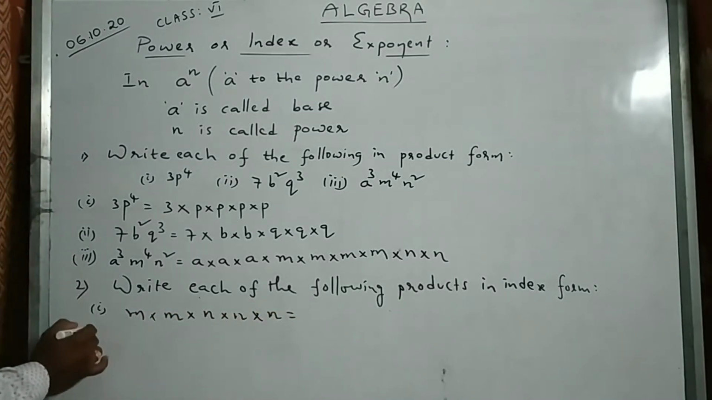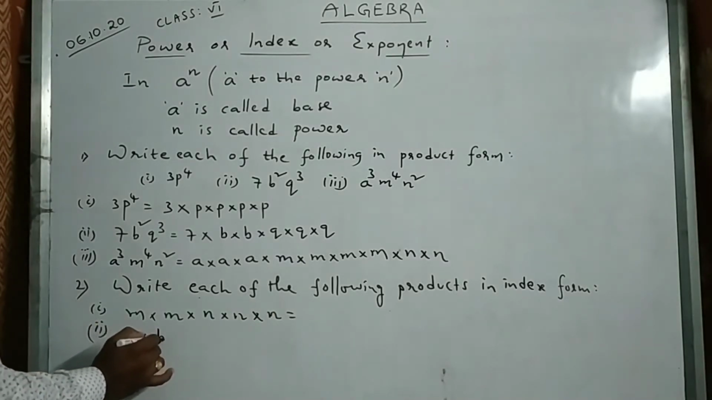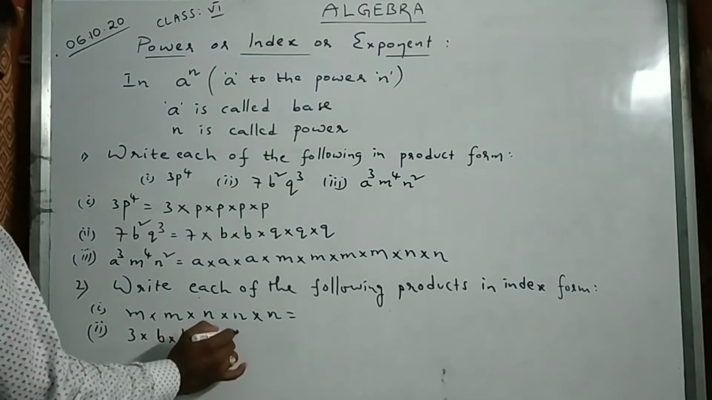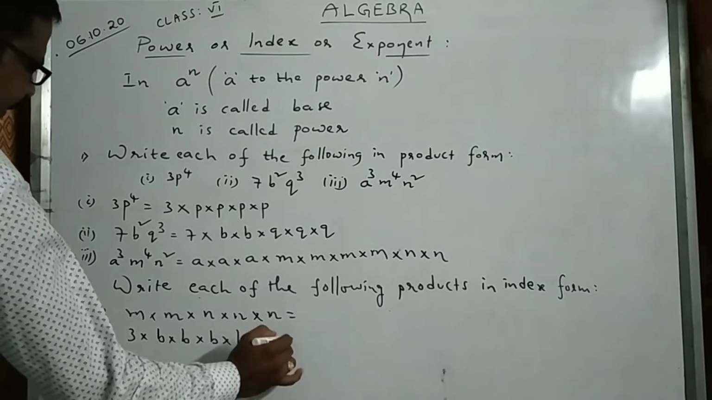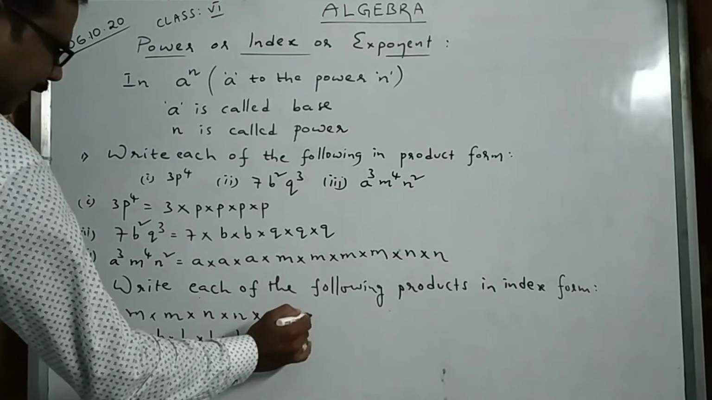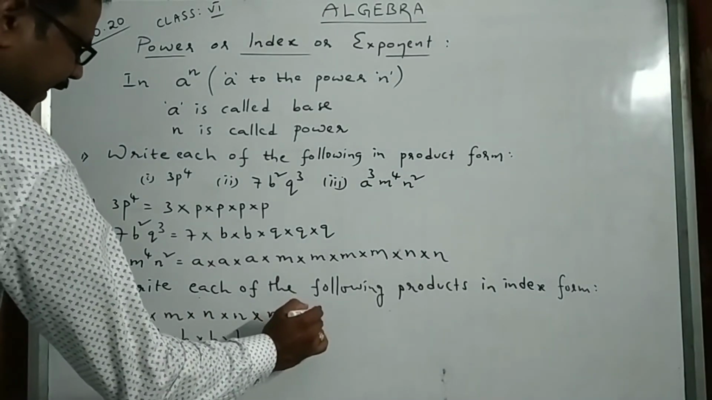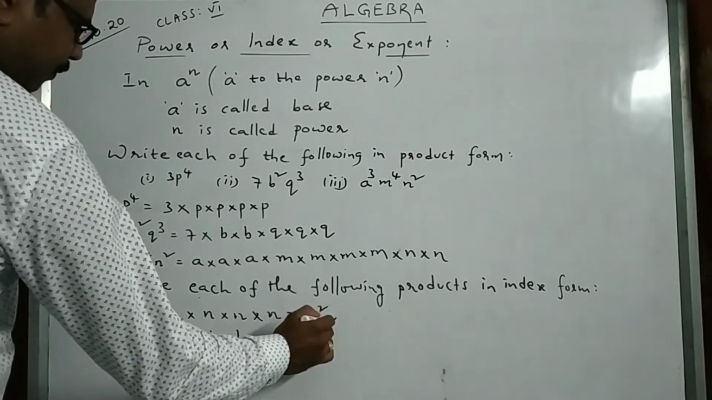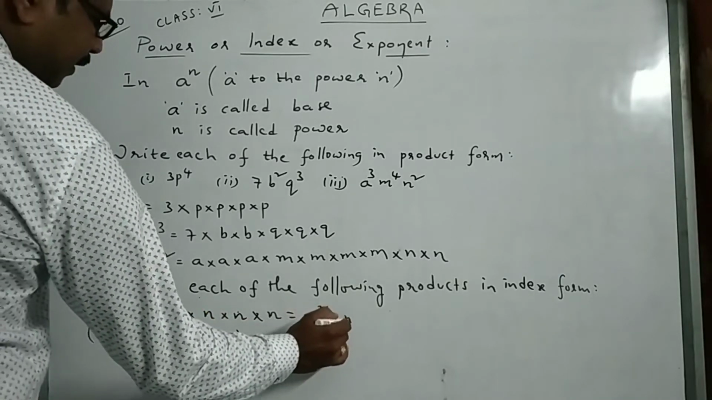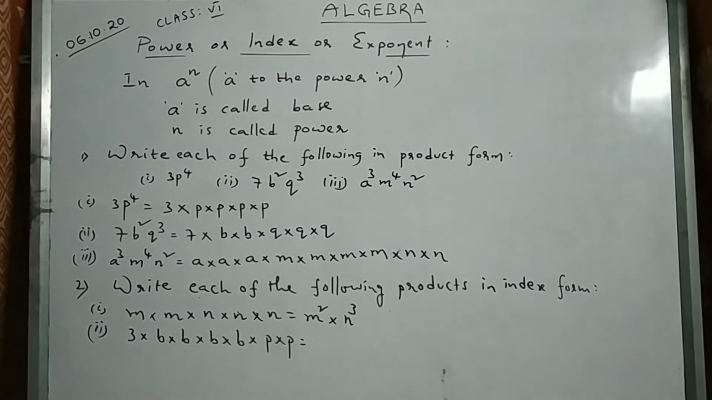How do we write this? Similarly, 3 into b into b into b into b into p into p. So how do we write this in index form? Index form means this form. See, m, how many times repeating? 2 times. So we can write it as m square into n cube. 1, 2, 3. N is multiplied 3 times.